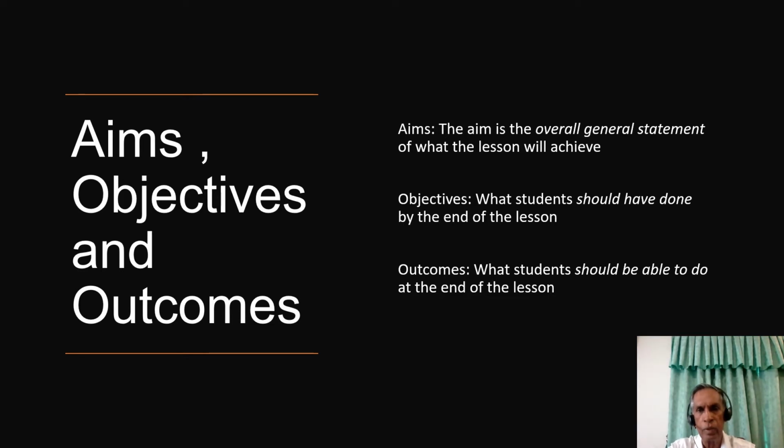Aims relate to the overall general statement of what the lesson will achieve. Objectives, on the other hand, relate to what students should have done by the end of the lesson. And outcomes are actually what students should be able to do at the end of the lesson.